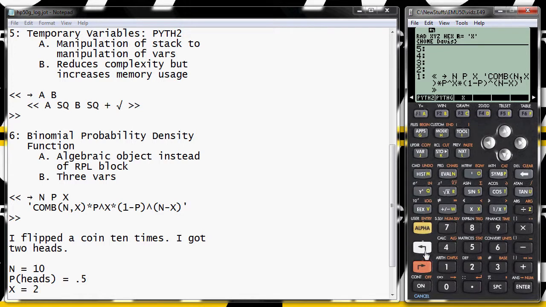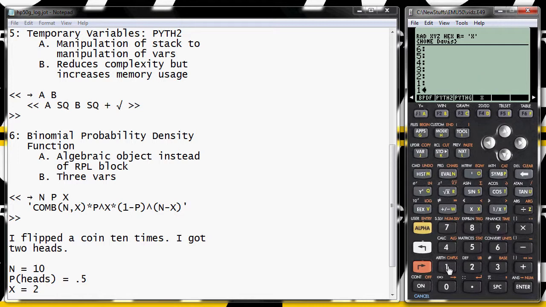We'll store it, not in an already existing variable, but in a new variable. We'll call it simply bpdf, for binomial probability density function. Store. All right. With that program stored, I'm going to go over it one more time. We take our number of trials, our probability, and number of successes from the stack in that order. Level three would be the number of trials, level two would be our probability, and level one would be our number of successes. Take that off the stack, and we evaluate the function, the combination, the various things we did here. The variables are substituted in with their values, and we just get the result.